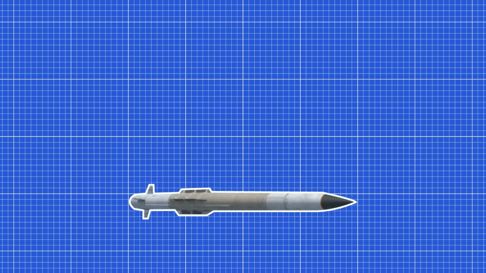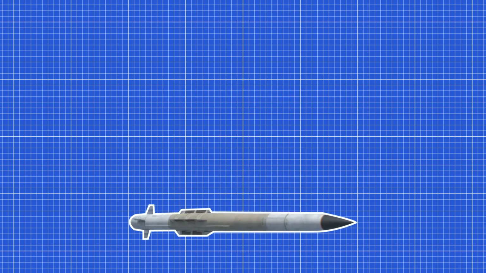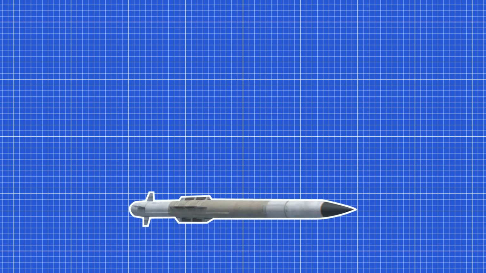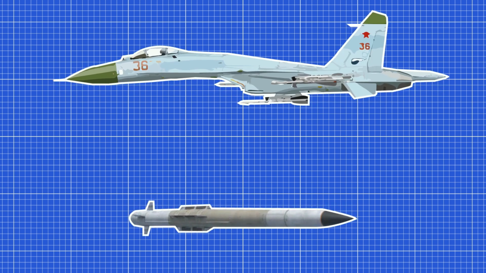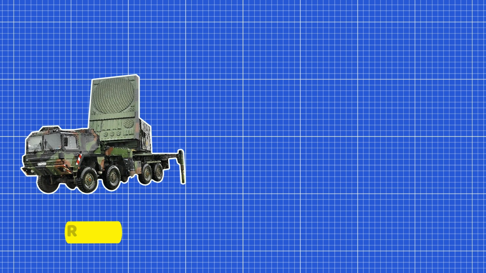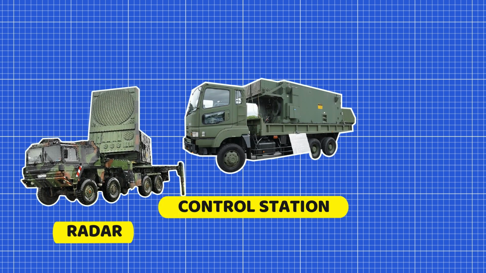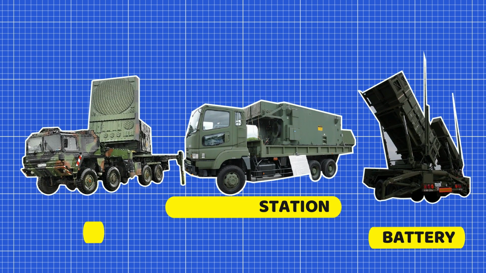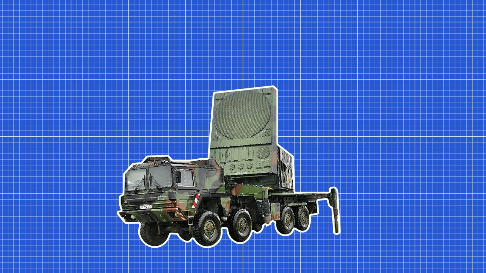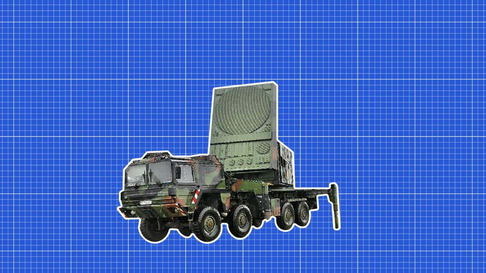A surface-to-air missile, or SAM, is a missile designed to be launched from the ground with the purpose of intercepting and destroying aircraft or other missiles. Most SAM systems consist of three main components: a radar, the control station, and a battery that contains the missiles themselves. The radar is used to detect and track aerial targets. Different systems have different radars depending on the need.